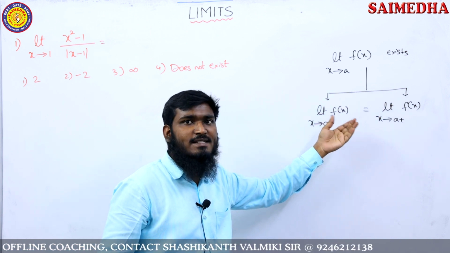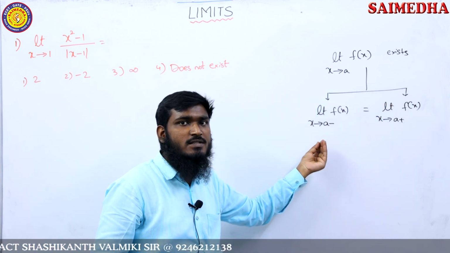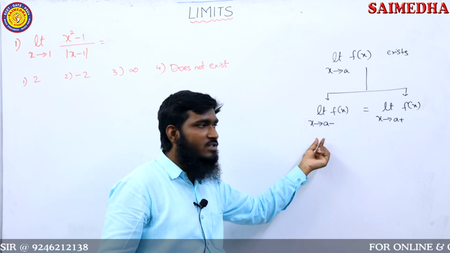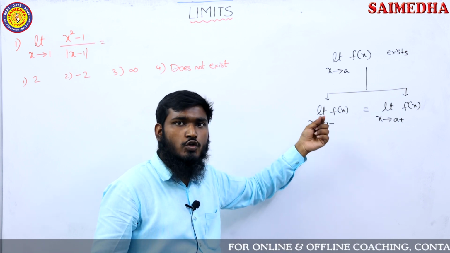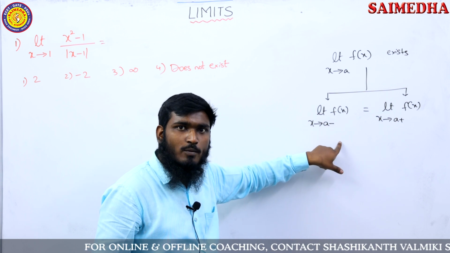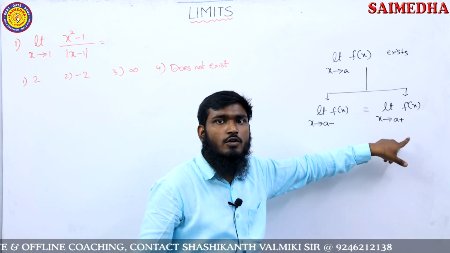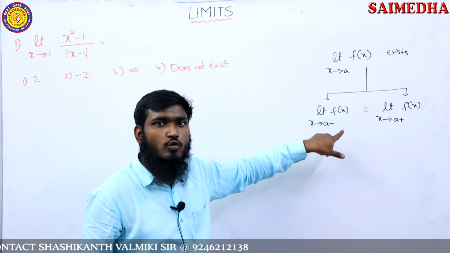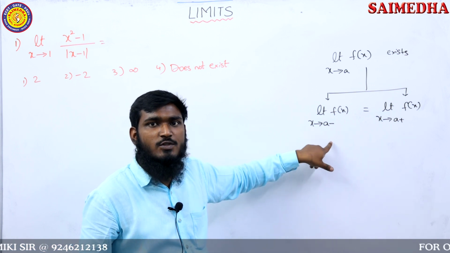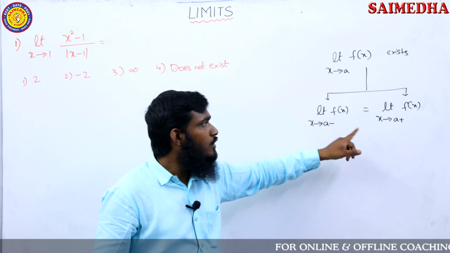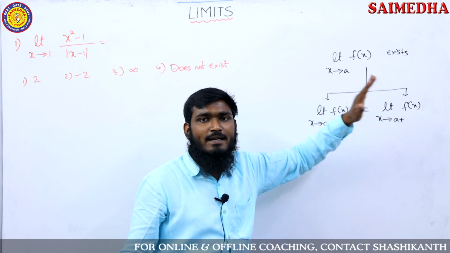This part we call the LHL. A minus means somewhat less than a. Suppose you take the value a equal to 2, then it will be x tends to 2 minus, and this part will be x tends to 2 plus. So what is the meaning of 2 minus and 2 plus? 2 minus means somewhat less than 2. 2 plus means somewhat greater than 2.